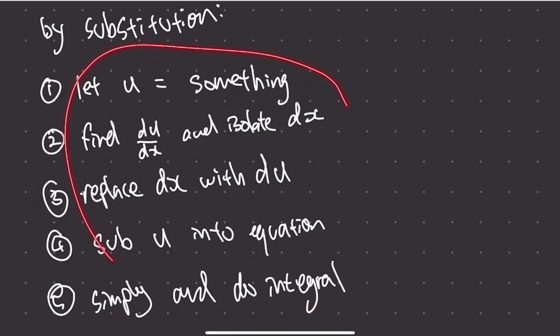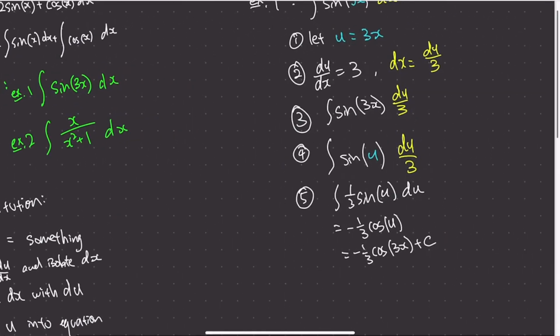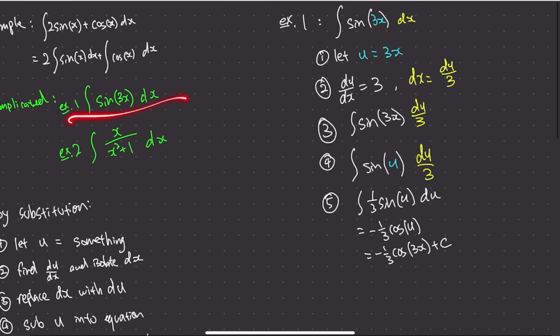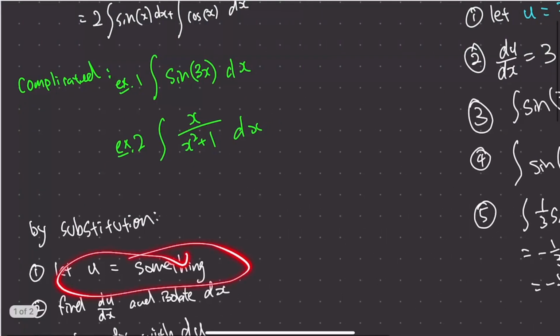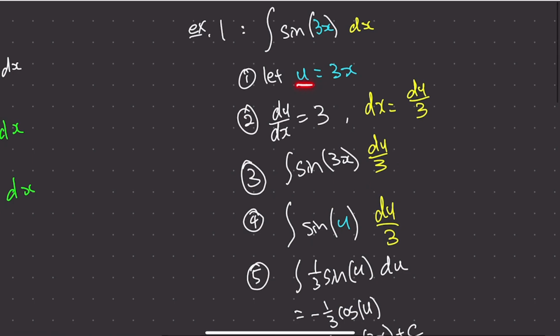So how do you execute these steps in practice? Let's look at the first example here. The first step is to let u equal something. So we're going to let u equal 3x. You may ask, how do I know that I need to let u equal 3x? How come it's not u equals sine 3x? How come it's not u equals x squared? Well, follow along and you will know later. I'll tell you the steps on how you can find u equals 3x, but for now, let's just say let u equal 3x.